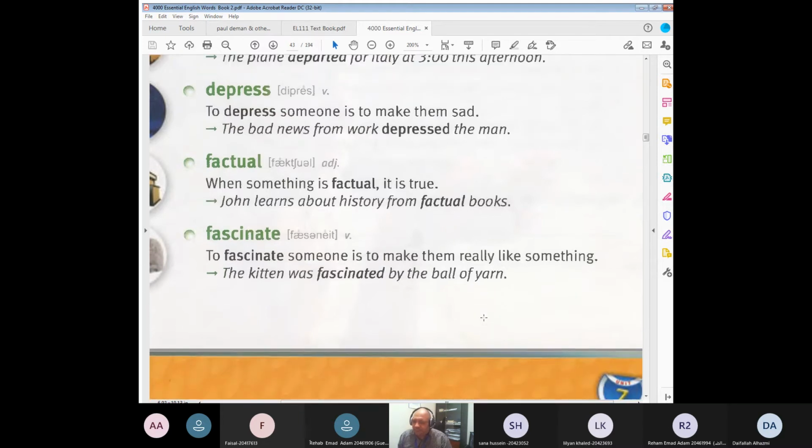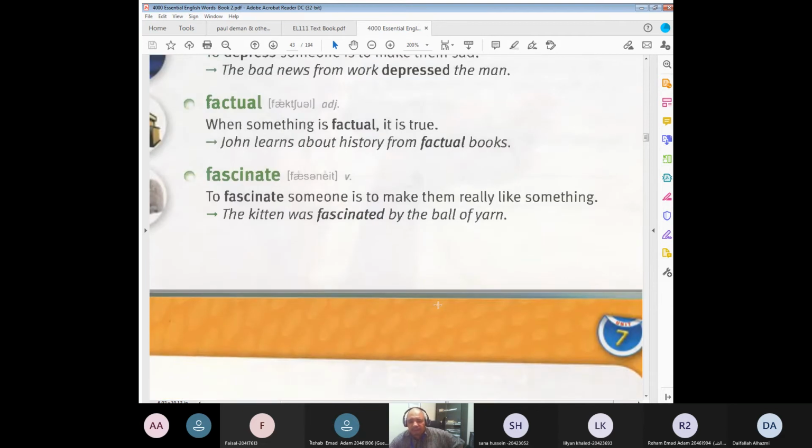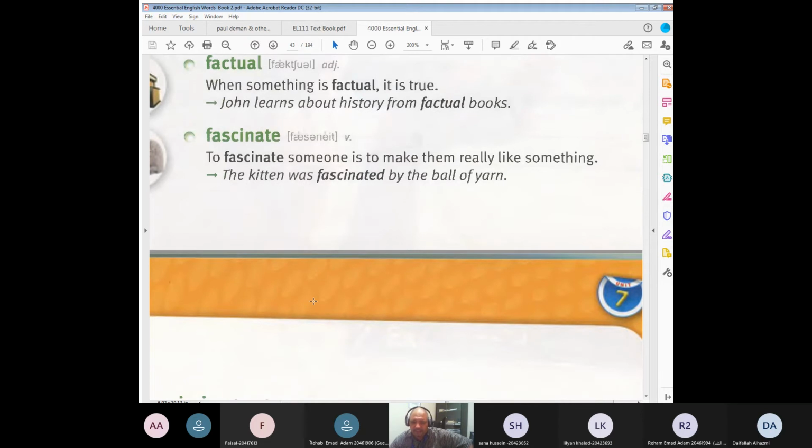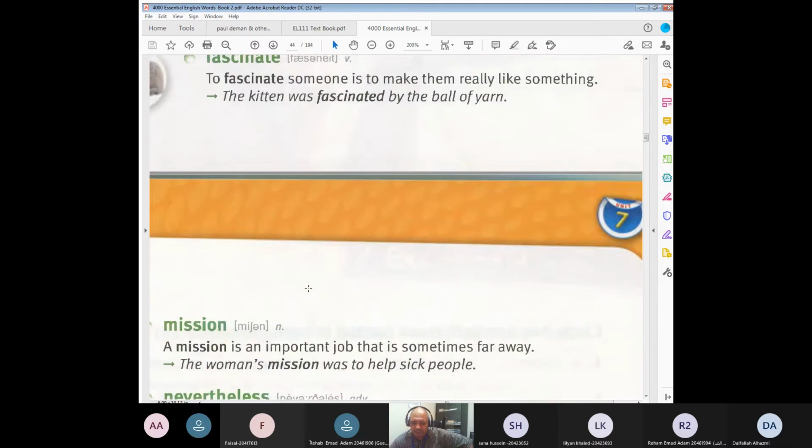With facts, you normally have dates and times. You have historical figures. Also, when we talk about factual stuff, we talk about science and the numbers and the statistics that we get from science. And then you have the word fascinate. To fascinate someone is to make them really like something. The kitten was fascinated by the ball of yarn. If something is fascinating, it means that you like it so much.